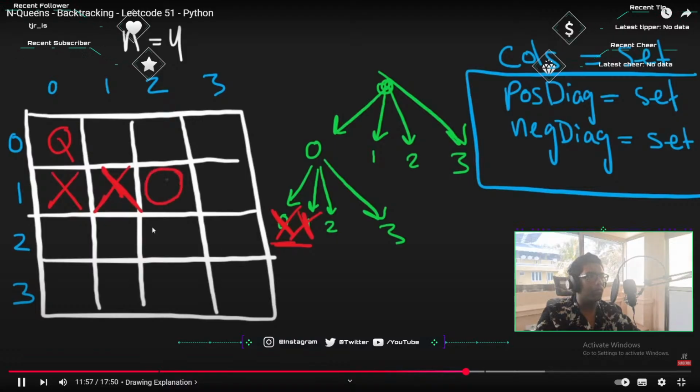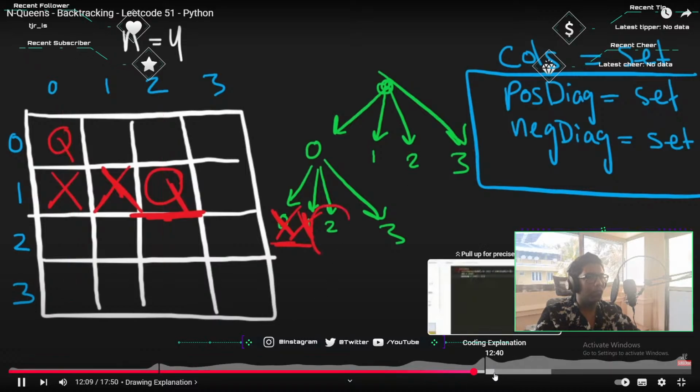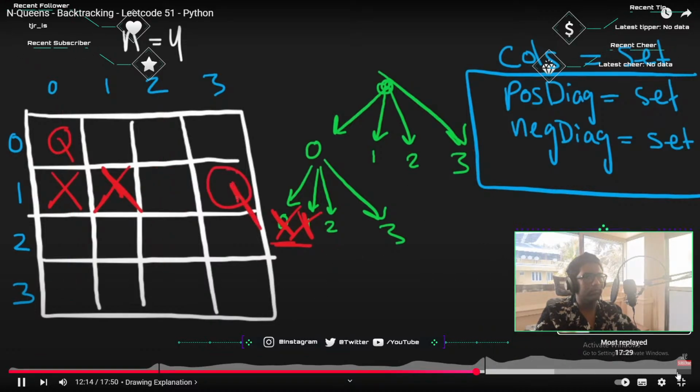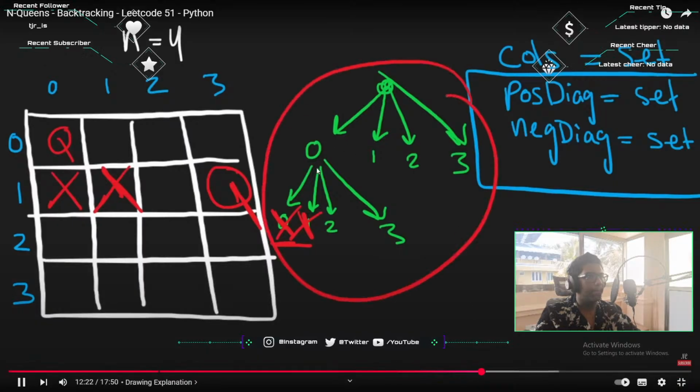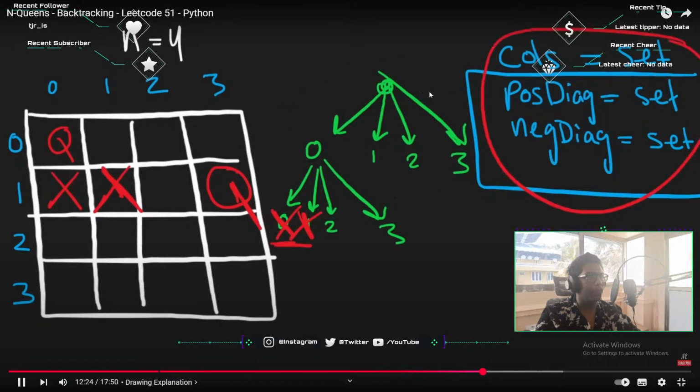Can we put a queen over here in this position? Yes, we can. It doesn't overlap with the positive diagonal, and it doesn't overlap with the negative diagonal, and they're not in the same column. So we can continue this one, and we can also continue in this one. It's also not in the same positive or negative diagonal, also not in the same column. So that's kind of how the algorithm is going to work. I'm not going to draw out the entire decision tree because I think you probably get the point. These 3 sets are going to give us all the information we need.